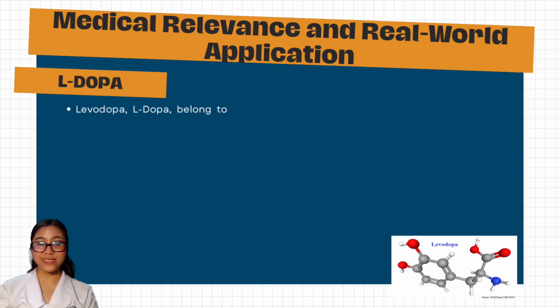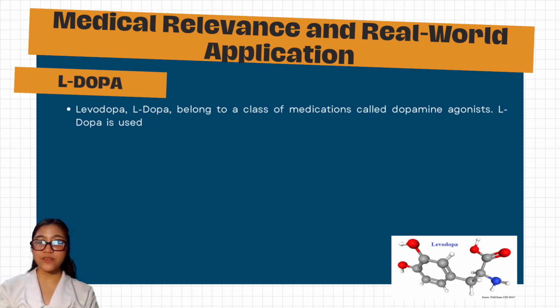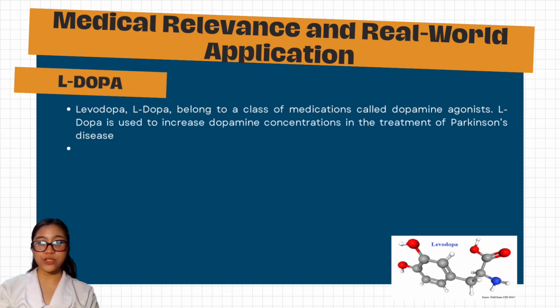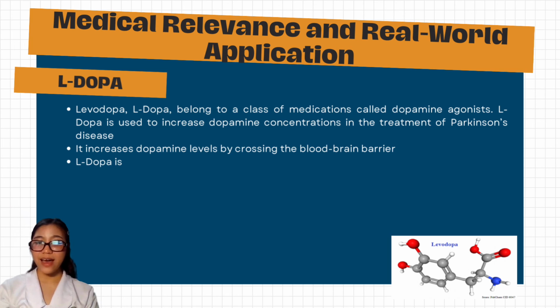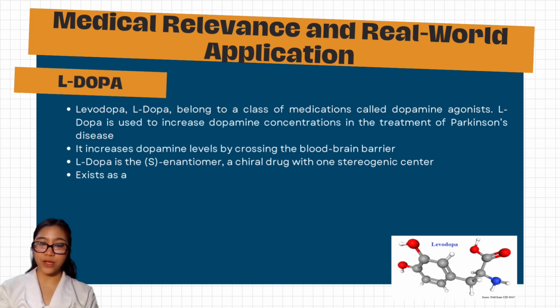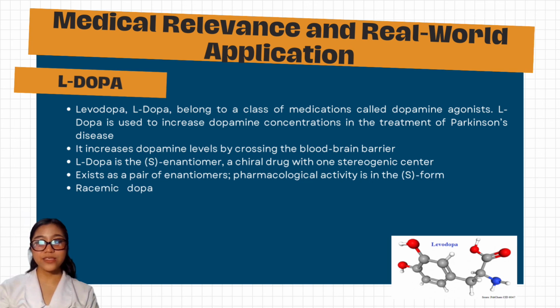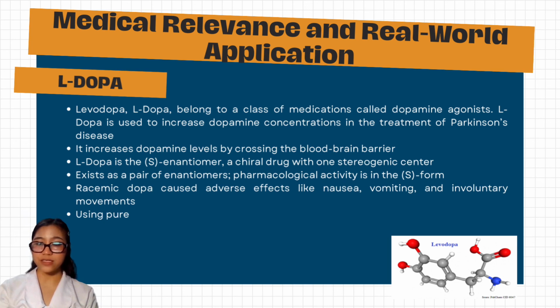Another significant example is levodopa, or L-dopa, which belongs to a class of medications called dopamine agonists. L-dopa is used to increase dopamine concentrations in the treatment of Parkinson's disease, as it is a precursor to dopamine and can cross the blood-brain barrier. L-dopa, specifically the S enantiomer, is a chiral drug with one stereogenic center, existing as a pair of enantiomers.